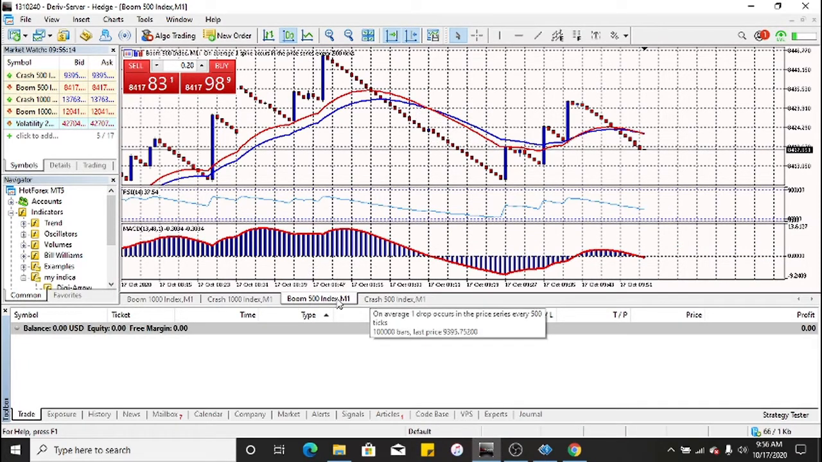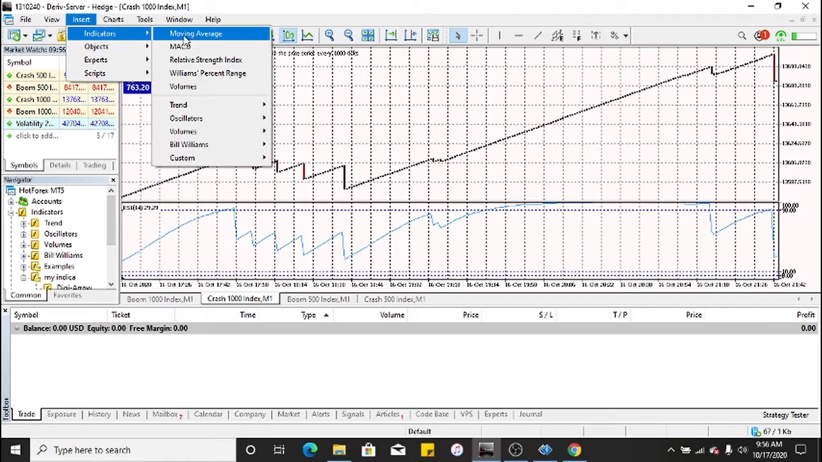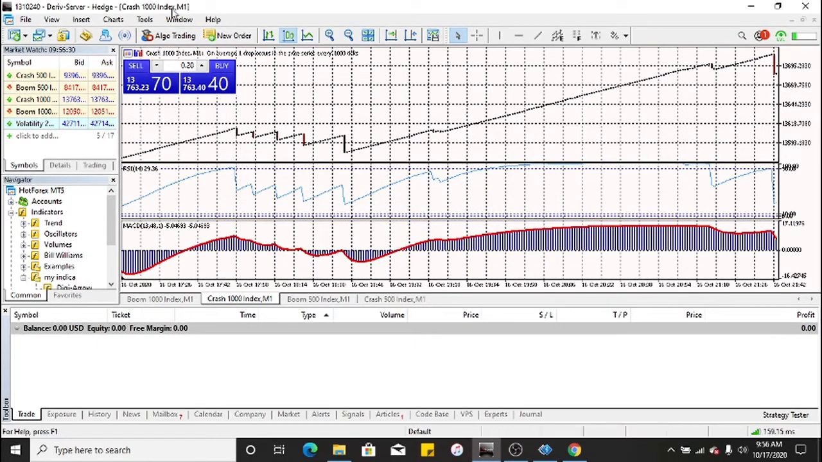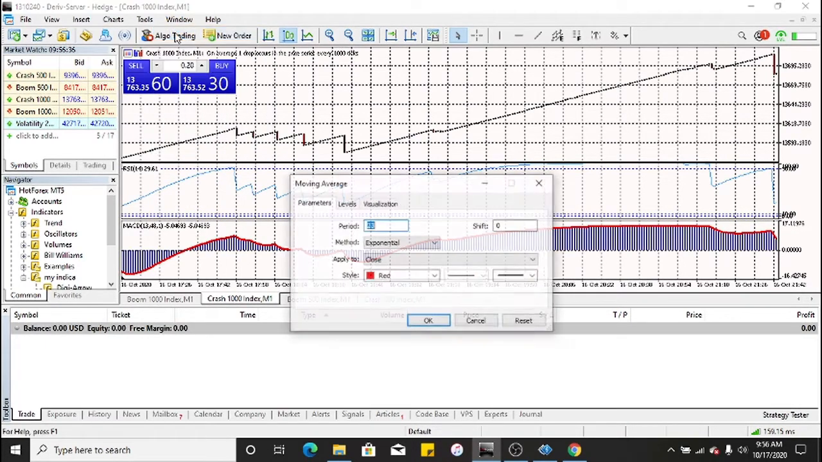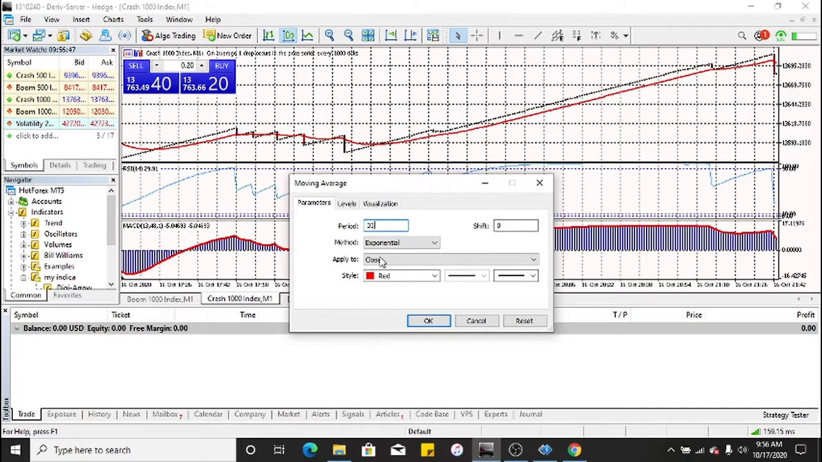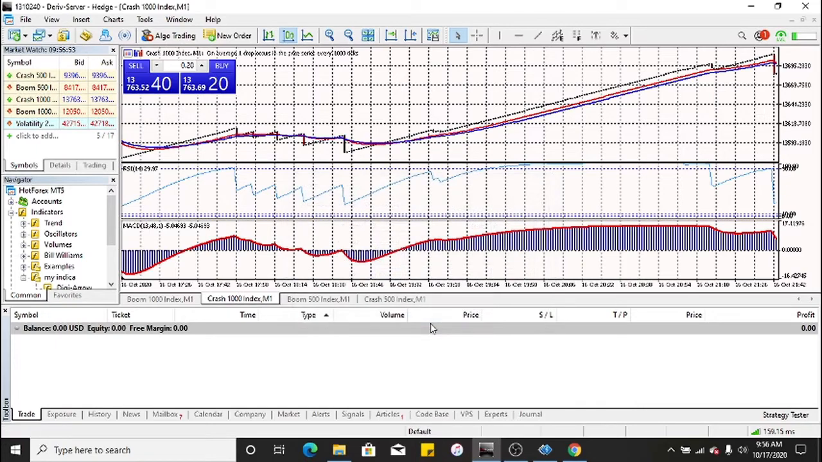We're going to set it on the Crash 1000 index. Well, basically that's what we're going to use for today's video. So, moving average 23 red, moving average 33 blue. Okay, done.